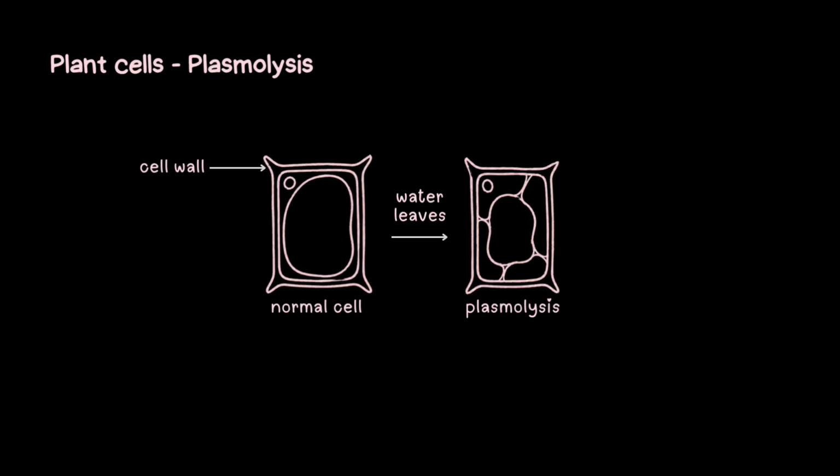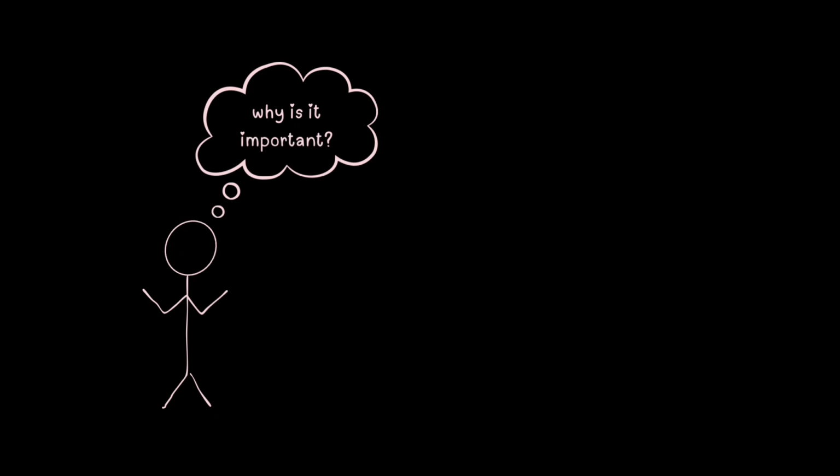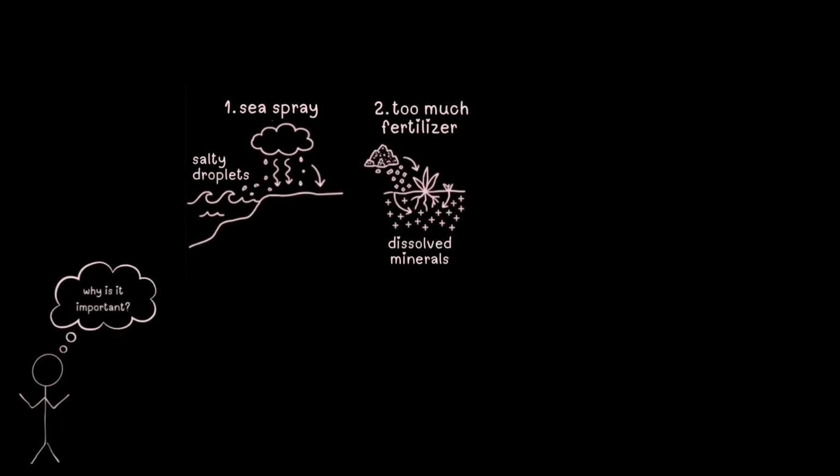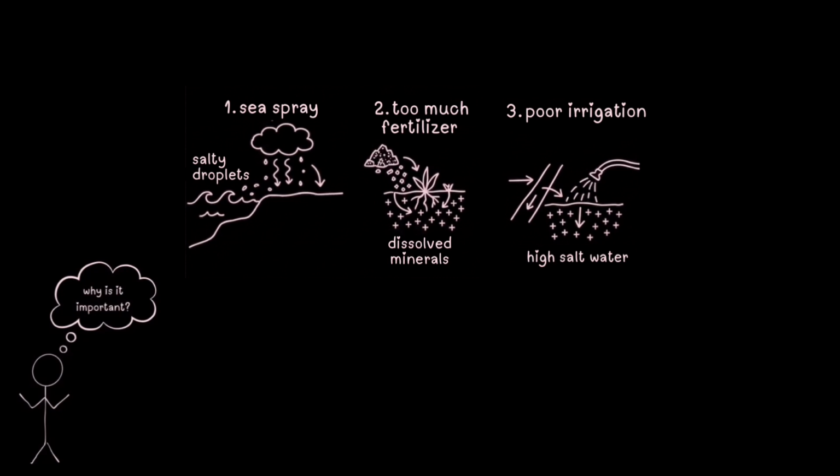So, if the outside environment is too salty, water leaves the cell through osmosis. Why is this important? Even though people don't usually put salt directly on plants, this can still happen in real life. For example: 1. Salty soil near oceans due to sea spray. 2. Over-fertilized soil where too many dissolved minerals act like a salt effect. 3. Poor irrigation water with high salt content. These conditions can cause plants to lose water from their cells, making them wilt and become weak.